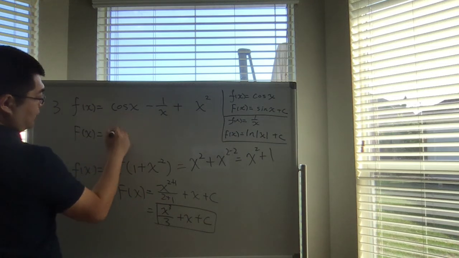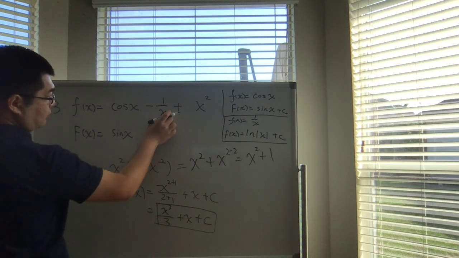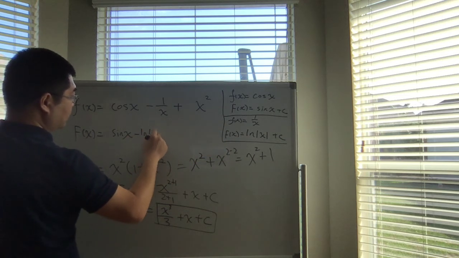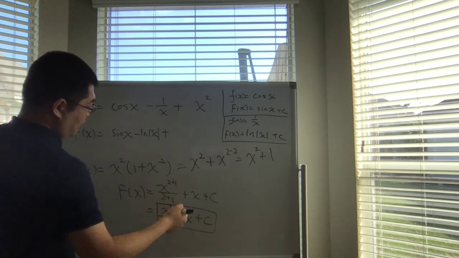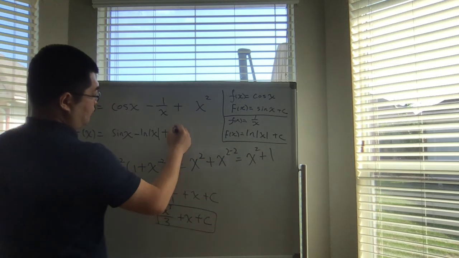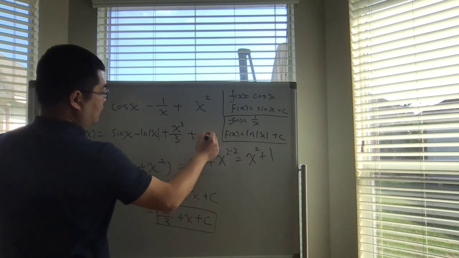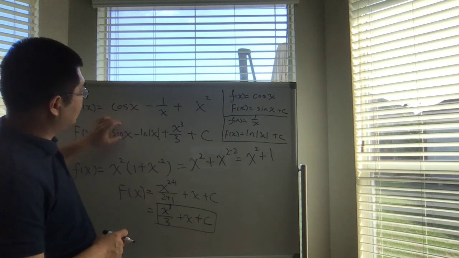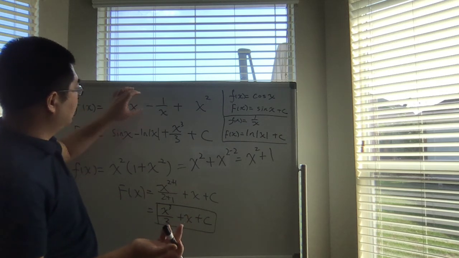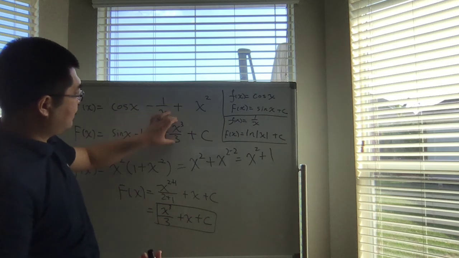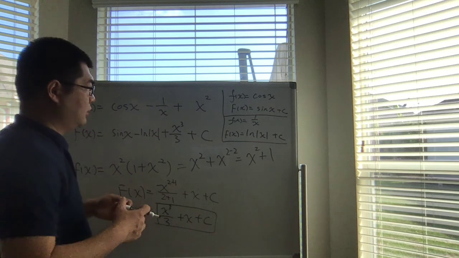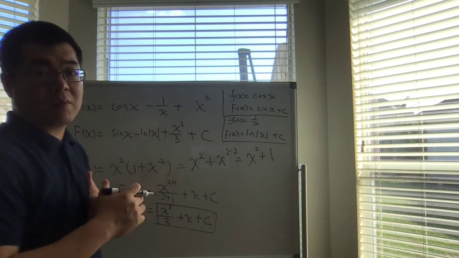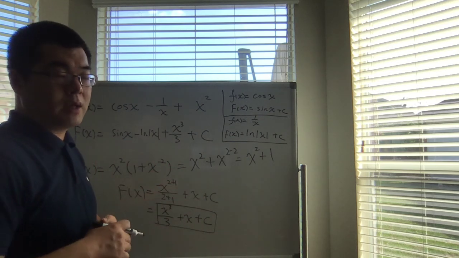So the antiderivative for this part is sine of x, the antiderivative for 1 over x is ln of the absolute value of x, so it's minus ln of the absolute value of x. And for this part, we can use the antiderivative power rule, which is x cubed over 3, and then plus a constant. And as you can see, guys, every time we find the antiderivative for a part, you have an arbitrary constant. Here you have another arbitrary constant. Here you have another arbitrary constant. So in this situation, we'll just keep one arbitrary constant, because you can think about it, the sum of 3 arbitrary constants is still one arbitrary constant.